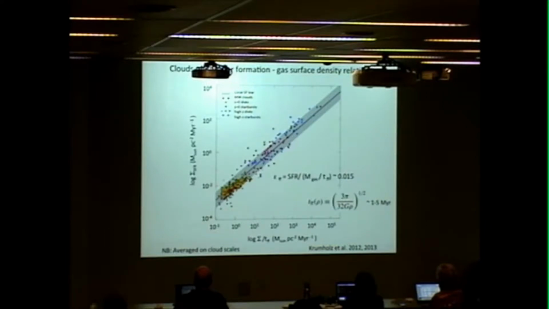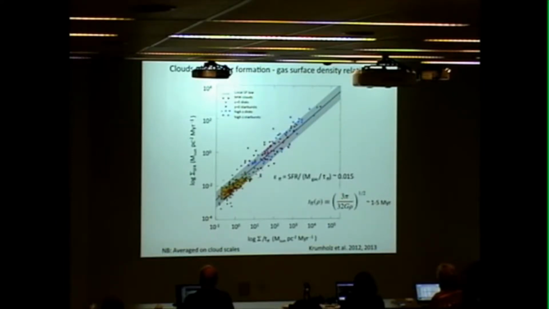This is taken from a paper by Mark, where he has plotted in red symbols the Milky Way clouds, and what you see is that this epsilon, this efficiency for star formation in molecular clouds, seems to be also very low. Now this is not averaged on kiloparsec scale anymore. This is averaged on cloud scale, so I would say hundreds of parsec scales. But in the high resolution simulations that we have now with 10 parsec, at least for the most massive clouds, we partially resolve them.